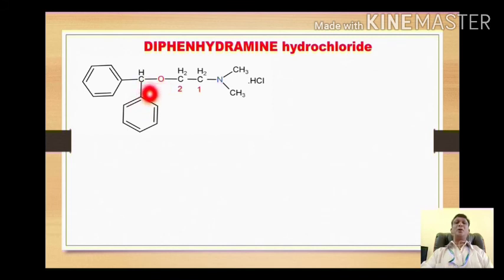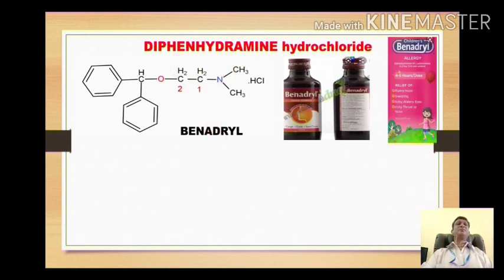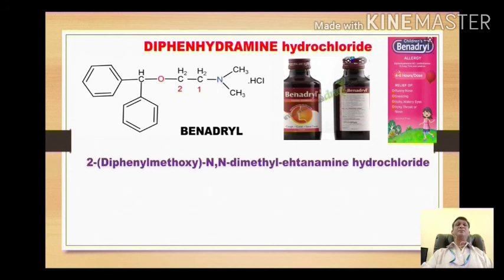diphenyl methoxy group. This diphenhydramine is very well known as Benadryl. You may have heard many a time of Benadryl cough syrup. Lot of advertisements are there regarding Benadryl cough syrup. So Benadryl consists of diphenhydramine hydrochloride. It is available for both the geriatric and the pediatric patients.